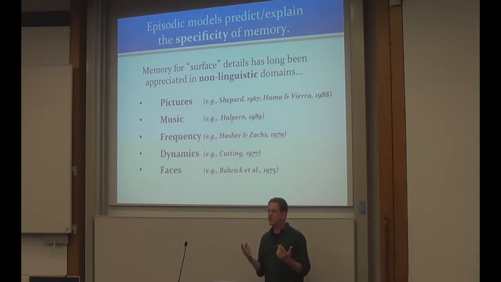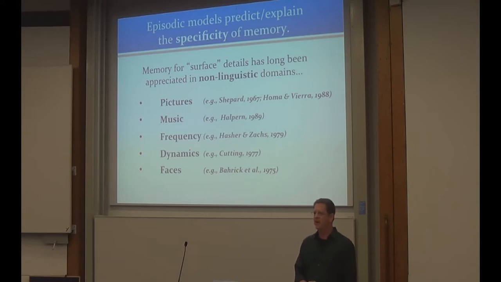Memory for pictures is prodigious and fast. You probably saw the studies that came out recently by Brady, Konkle, and colleagues. People can be exposed to thousands of images and recall them with very little forgetting over long periods of time.